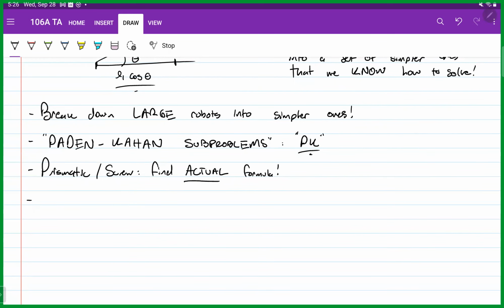So for prismatic or screw, we find the actual formula, and then for revolutes, you leave it in terms of PK solutions. So you usually just split it into those two cases, and then that'll work out.